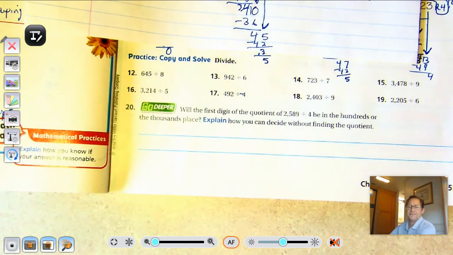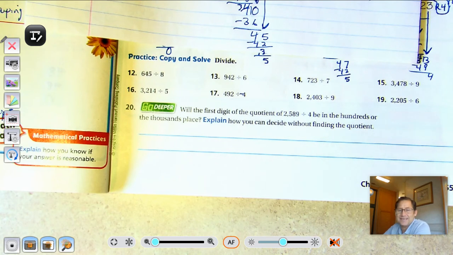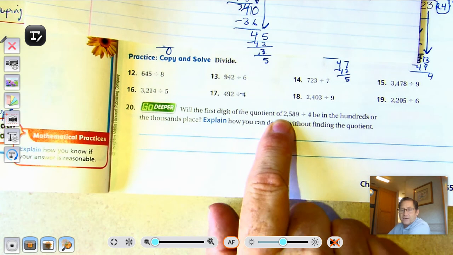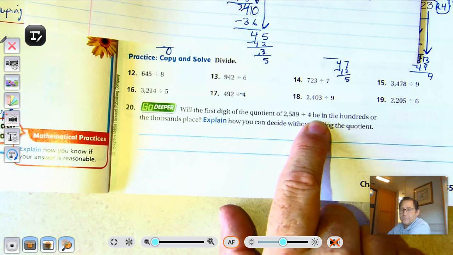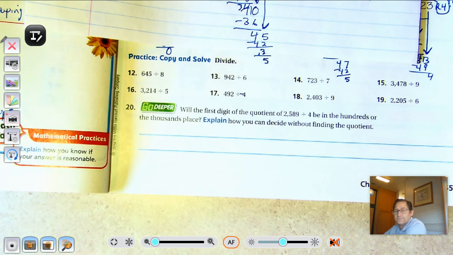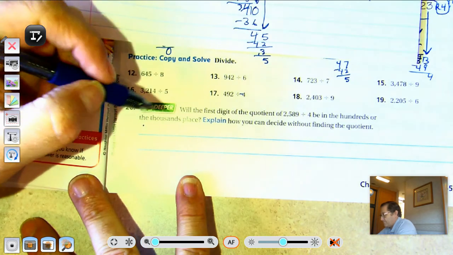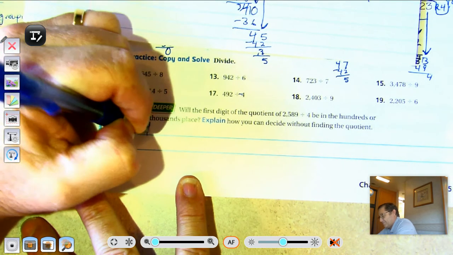Will the first digit of the quotient of 2,589 divided by 4 be in the hundreds or the thousands place? Explain how you can decide without finding the quotient. All right, so I know that when I look at 2,000s, that can't be shared with 4 groups. So it's going to be in the hundreds place.